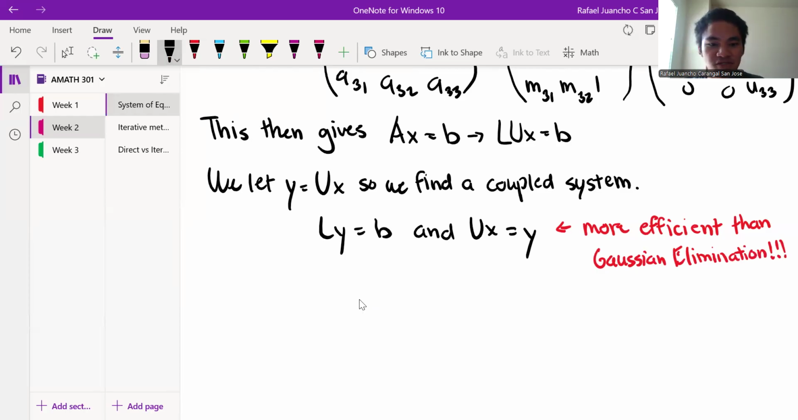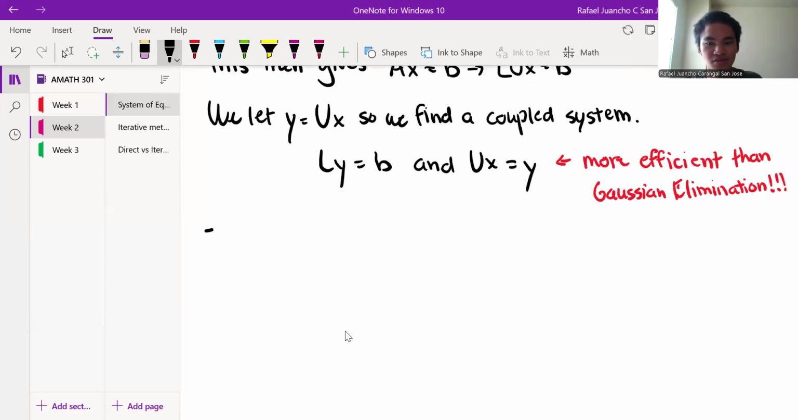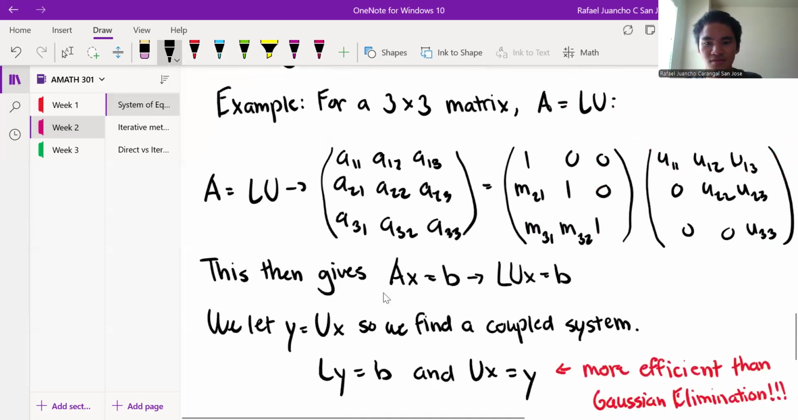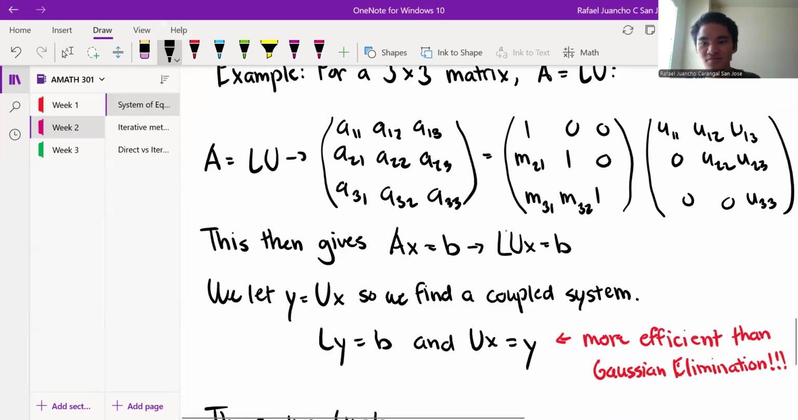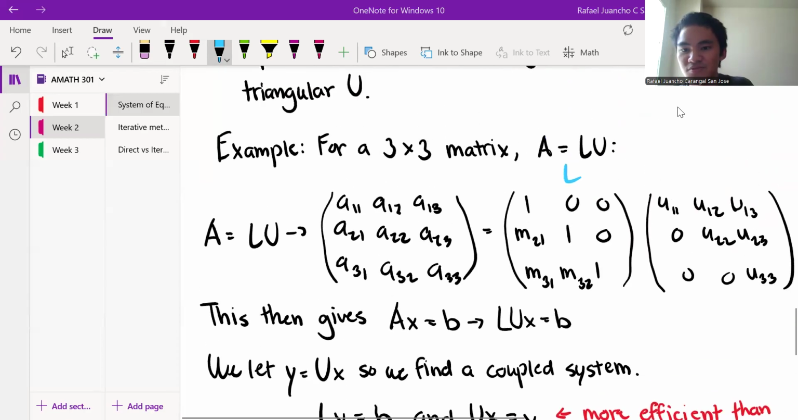Let's actually go through the process of why. So let's slow this down. The system Ly equals B. So now we have our lower and upper. I actually can't quite visualize my lower and my upper. My y is U times a vector, U and x.